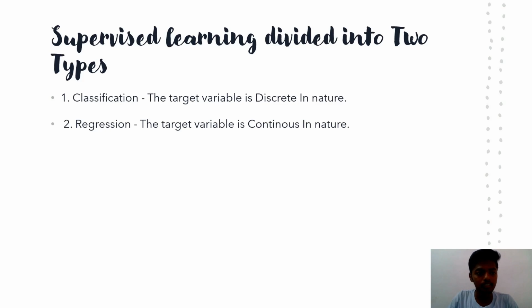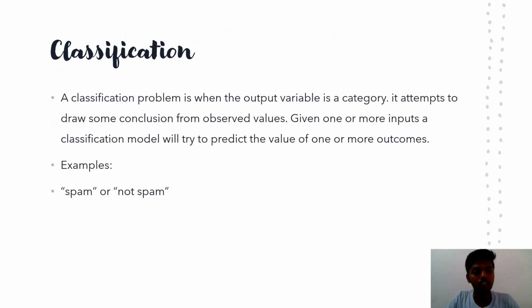First, supervised learning is divided into two types: classification and regression. In classification, the target variable is discrete in nature. Whereas in regression, the target variable is continuous in nature. Let's move into the depth of classification so you can clearly understand it.